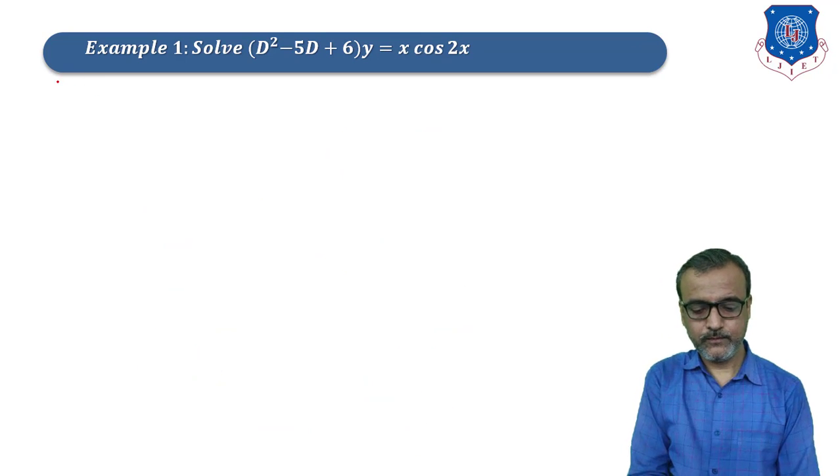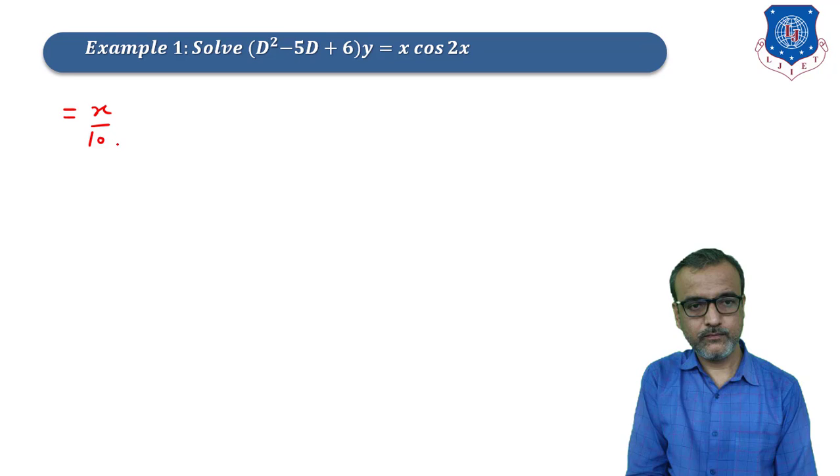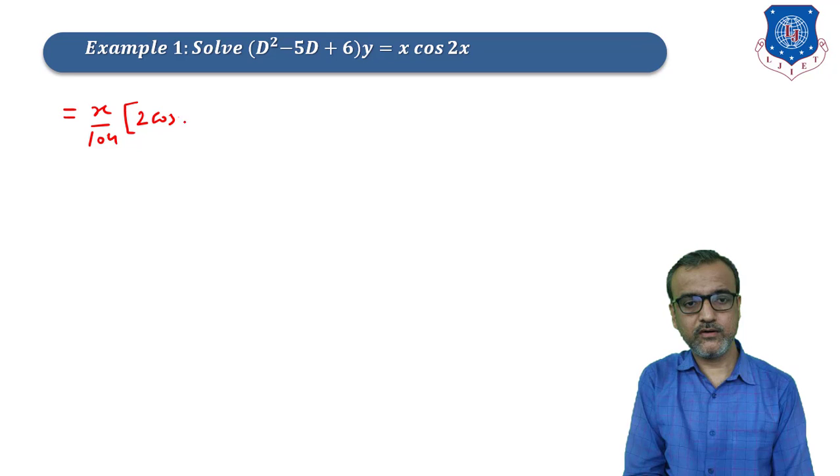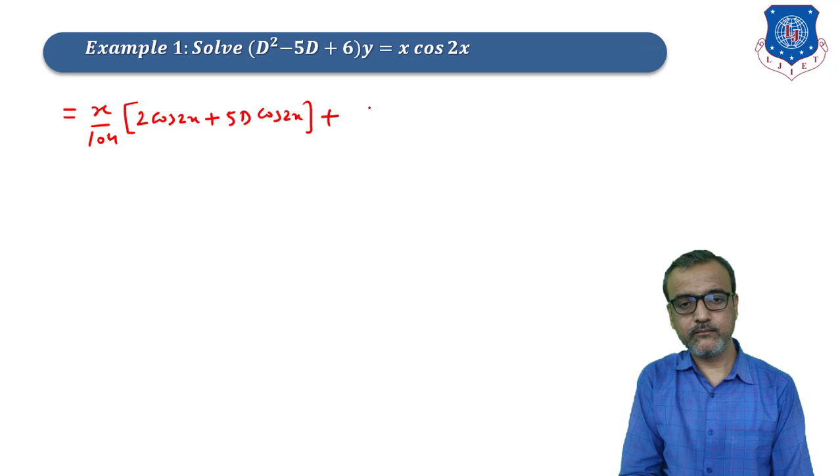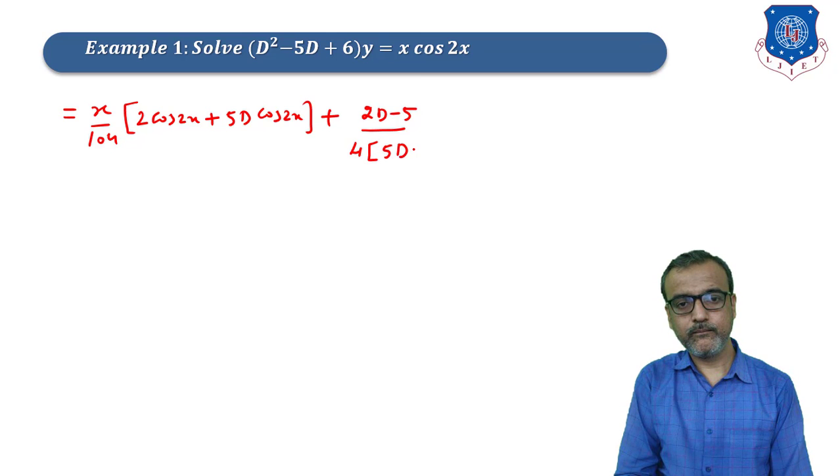So this is equals to x upon 104, 2 cos 2x plus 5d cos 2x, plus 2d minus 5 upon 4 into bracket 5d plus 24 cos 2x.